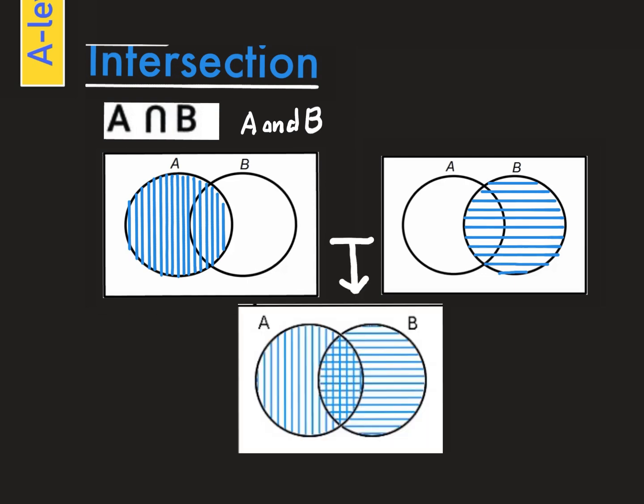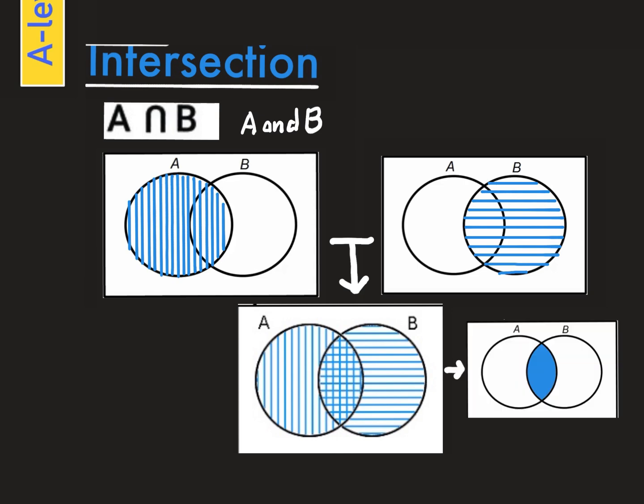When we merge those two Venn diagrams together, we can see that the vertical and the horizontal lines will meet in the middle over here and form a grid. This grid is the resulting intersection of A and B, and it will look like this Venn diagram here.